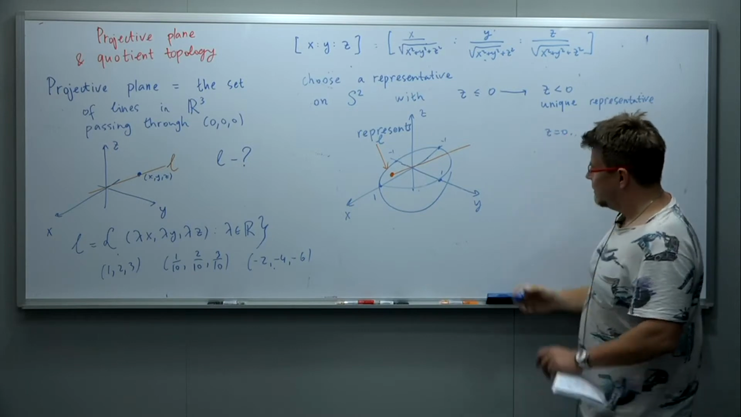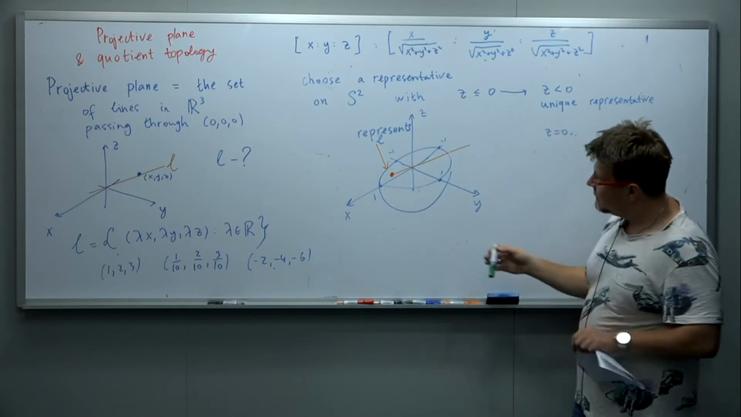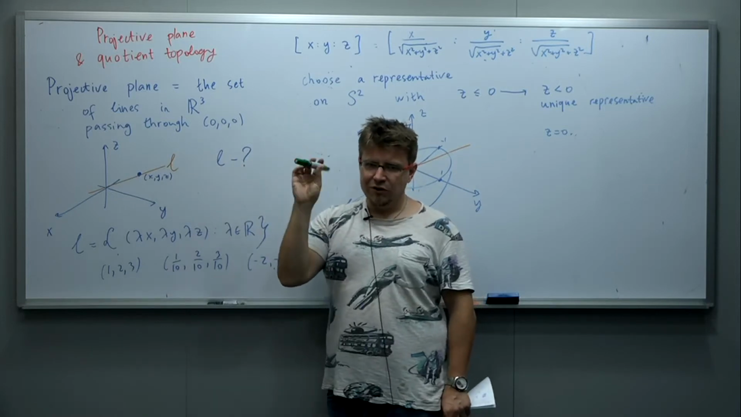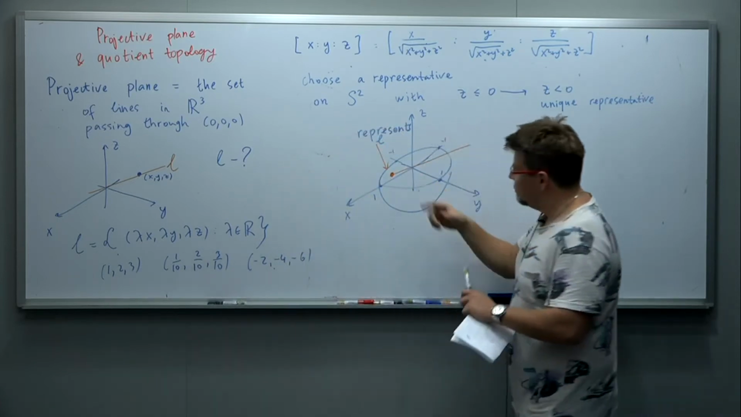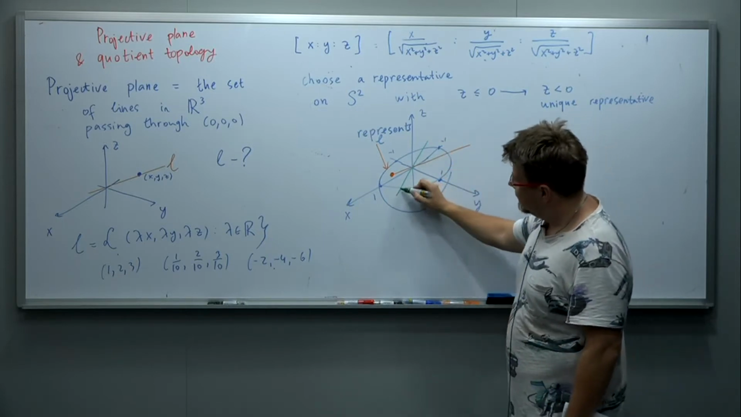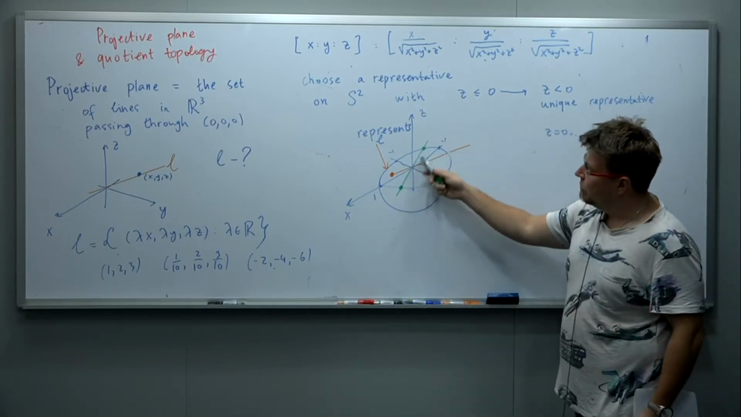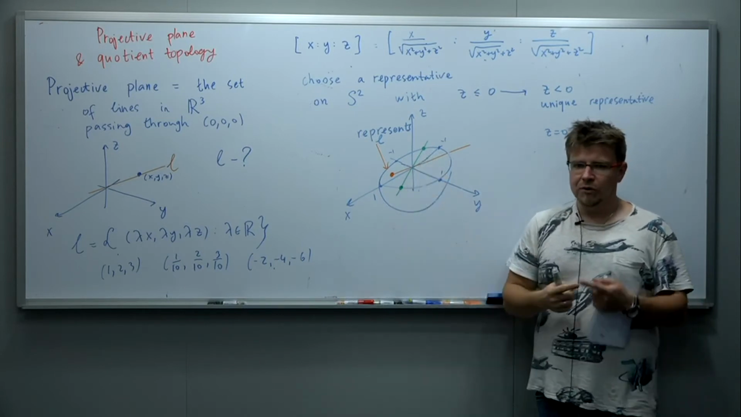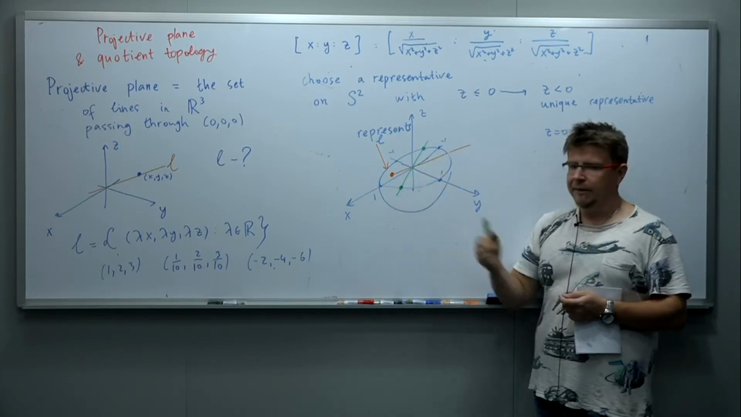But if z is 0, then our line L is exactly horizontal, right? So it does not go up or down, so it is entirely in the plane xy. And then it's going to intersect. So let me draw some horizontal line. Then it's going to intersect the sphere at 2 points. And notice that these 2 points are going to be opposite points. And these 2 points are both representatives of the same point of the projective plane because they represent the same equivalence class.